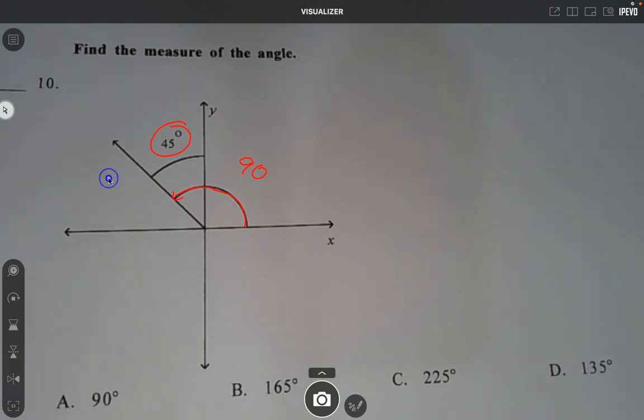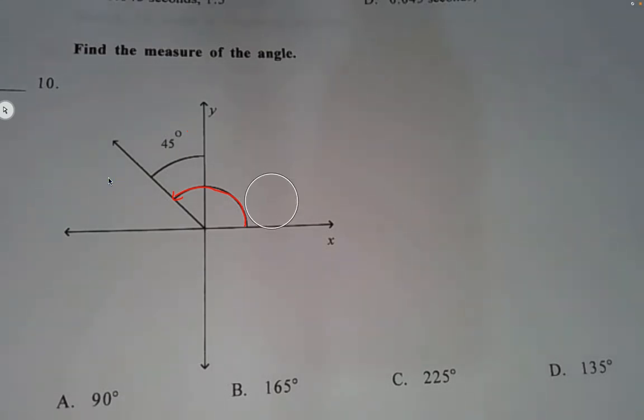Okay. It's about that 45. Yeah, we did learn about the 45-45-90 triangle. It's just, that's not what I was looking for on that one.